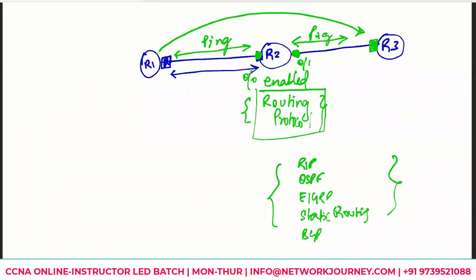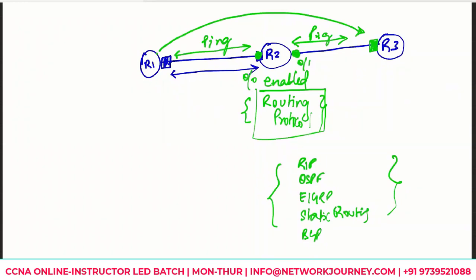Okay, sir. So then, if this routing protocol is enabled, then R1 is going to send the packet to R2. Then R2 will send the packet on behalf of R1 to R3. Correct, that is right. Okay, sir. The source and destination, R2 will be acting as the intermediate person to send the traffic and send the response back to the initiator. Okay, sir. Thank you, sir.